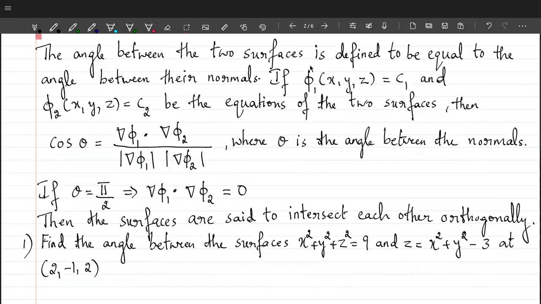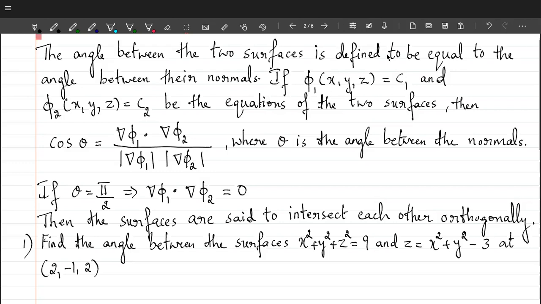The angle between the two surfaces is defined to be equal to the angle between their normals. So whenever they give you two surfaces of the form phi1 of xyz equal to c1 and phi2 of xyz equal to c2, and if they ask you to find the angle between those two surfaces, we use this note. That is, the angle between those two surfaces will be same as the angle between their normals.